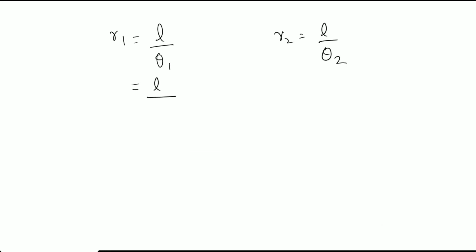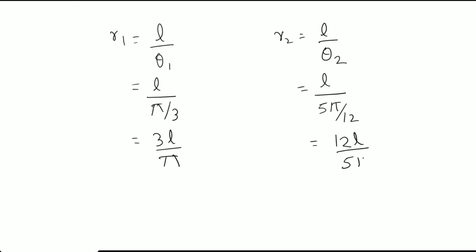L is L, and theta 1 is pi by 3, so L divided by pi by 3. And here L is given as L, divided by 5 pi by 12. So I can rewrite this as 3L by pi, and this one I can write as 12L by 5 pi. So this is my R1 and this is my R2, and I'll just find the ratio of these two.